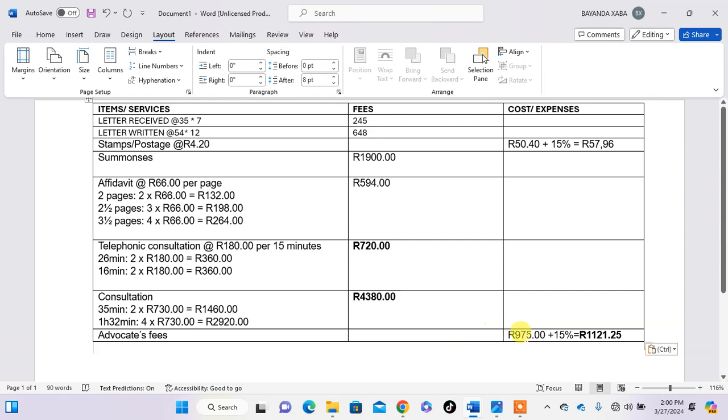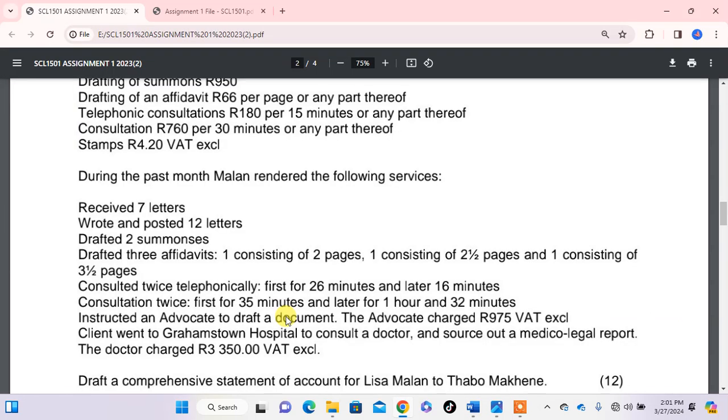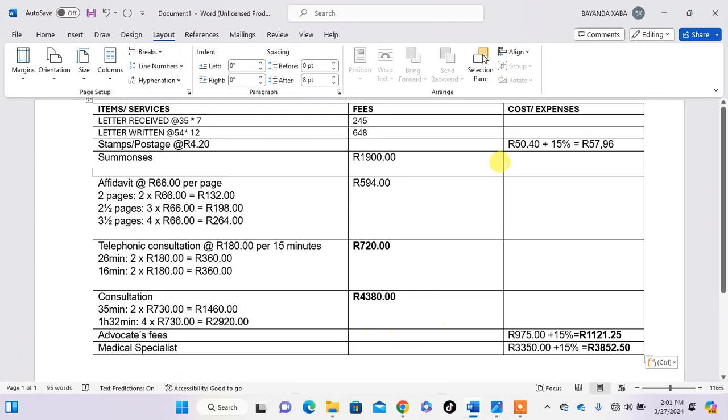Then a client went to Grahamstown Hospital to consult a doctor and source out a medico-legal report. The doctor charged 3,350, exclusive. If your client goes to see a doctor, that falls under expenses because you will be withdrawing money from the trust account to pay the medical specialist, which is 3,350 plus VAT, which is 3,852.50. Write it exactly and do not round it off, since you may get a different answer.